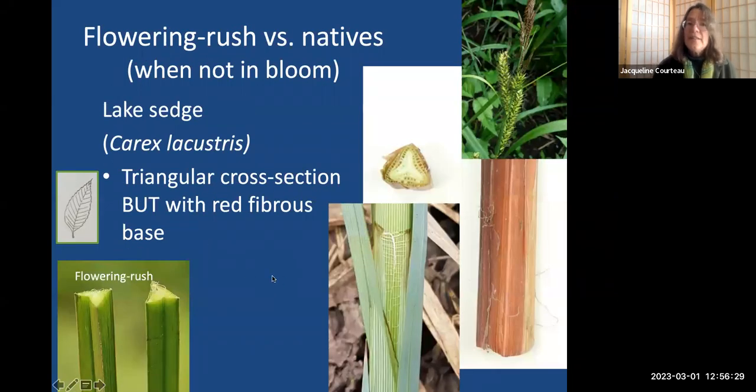And then another native you might confuse it with when not in bloom is lake sedge, which does have a similar kind of triangular cross section to the flowering rush, but has this really distinctive ladder-like pattern of fibers at the base and turning red. The bases will turn quite red. If you see it in bloom or fruit, you're not going to confuse it.